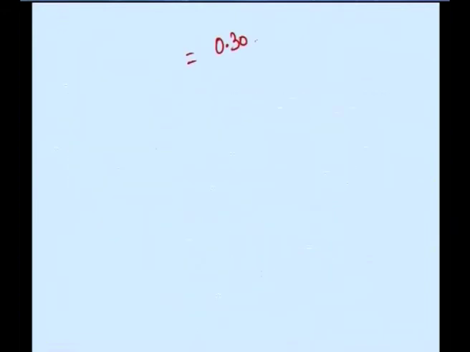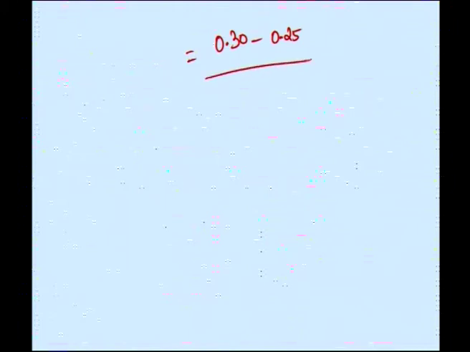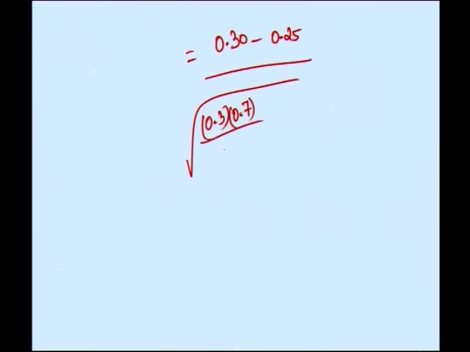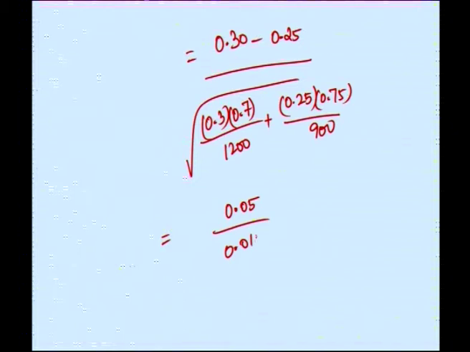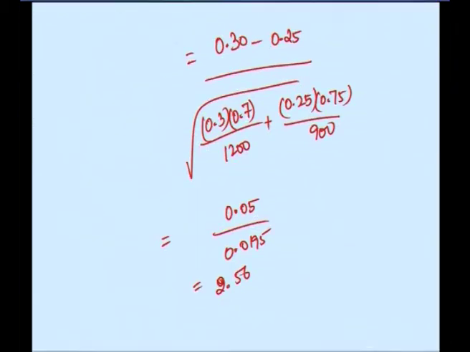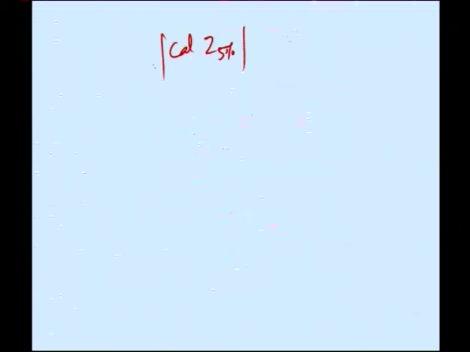So, 0.30 minus 0.25 divided by root of 0.3 into Q1 is 0.7 divided by what is N1? N1 is 1200 plus 0.25 into 0.75 by N2 is 900, and this is equal to 0.05 by 0.0195, which is equal to 2.56.